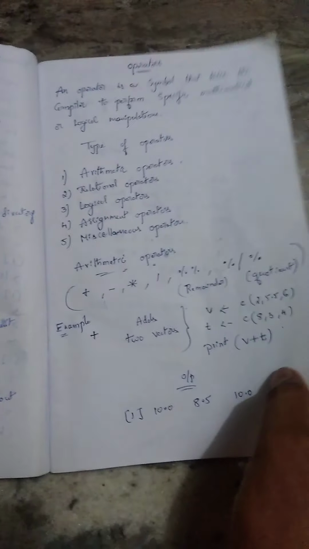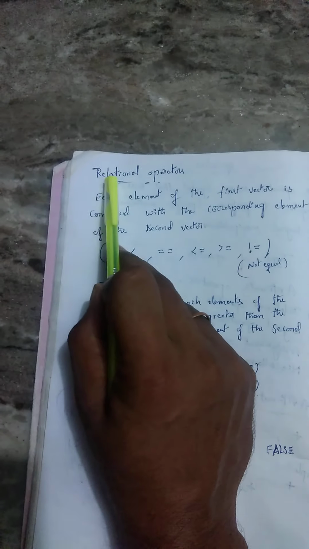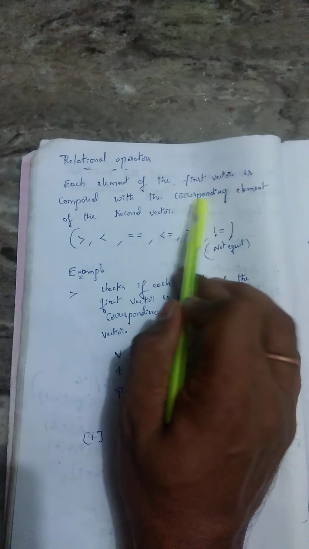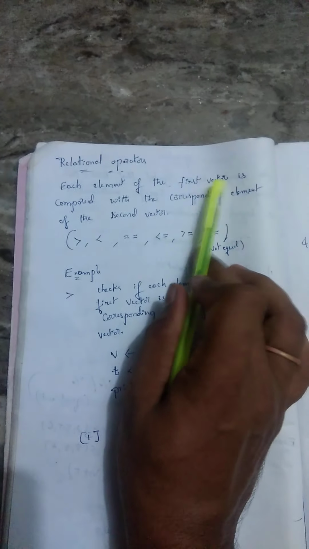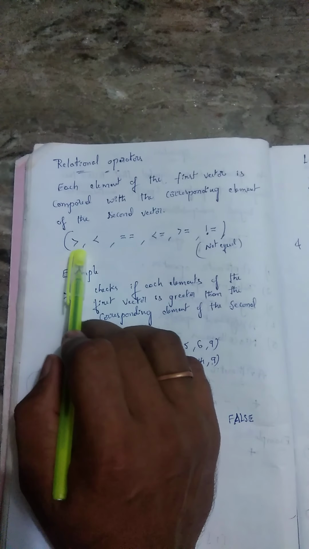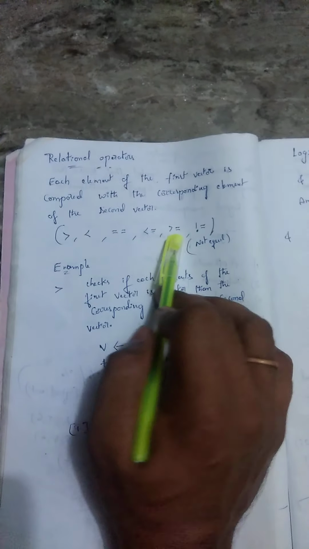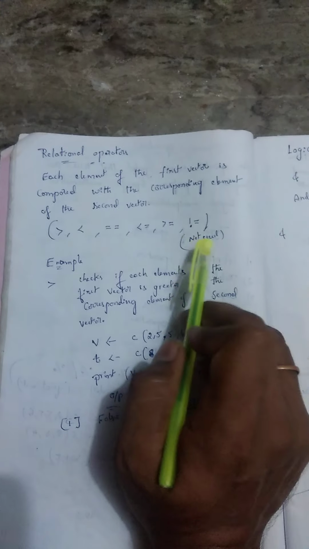Okay, coming to the next operators, the relational operators. Each element of the first vector is compared with the corresponding element of the second vector. In relational operators, we have greater than, less than, equal to, less than or equal to, greater than or equal to, and not equal to. This is the symbol for not equal to.